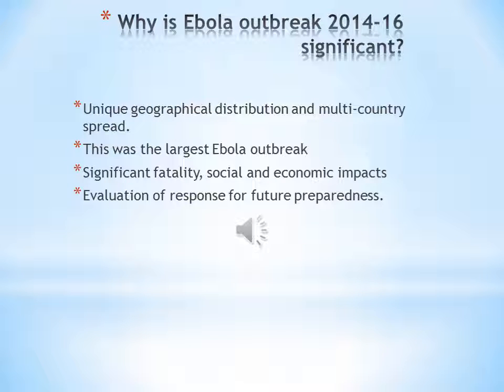Why is Ebola outbreak of 2014 to 16 significant? This outbreak is unique with its geographical distribution and multi-country spread. This was the largest Ebola outbreak in history. This outbreak was also associated with significant fatality and also social and economic impacts. Moreover, evaluation of this response is useful for future preparedness.